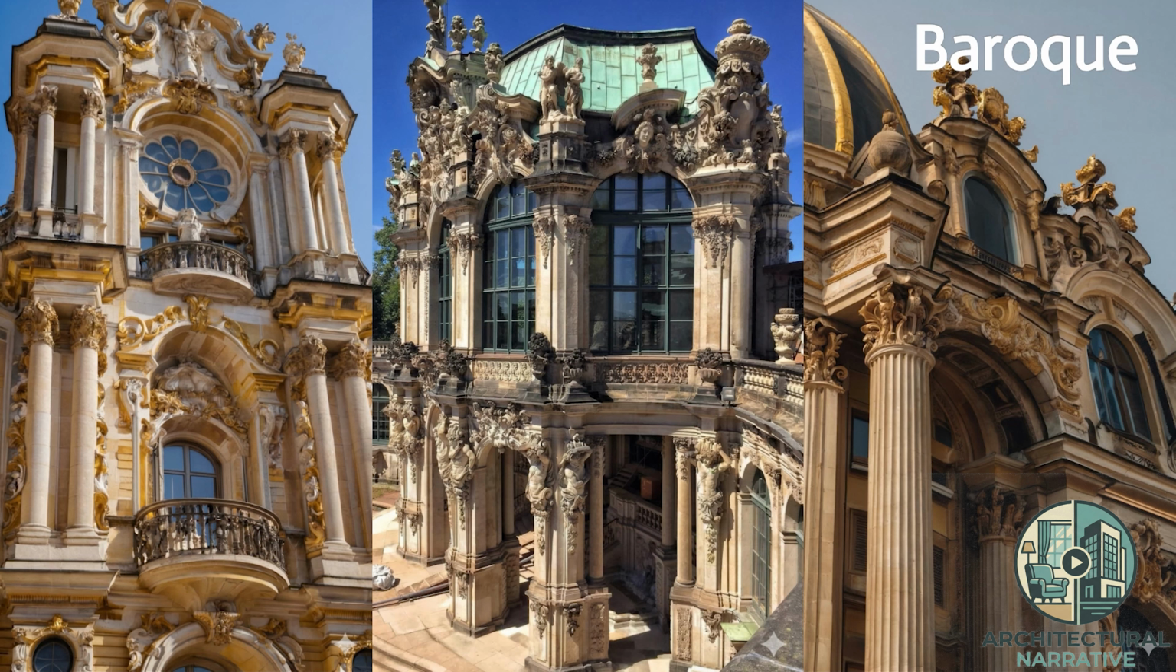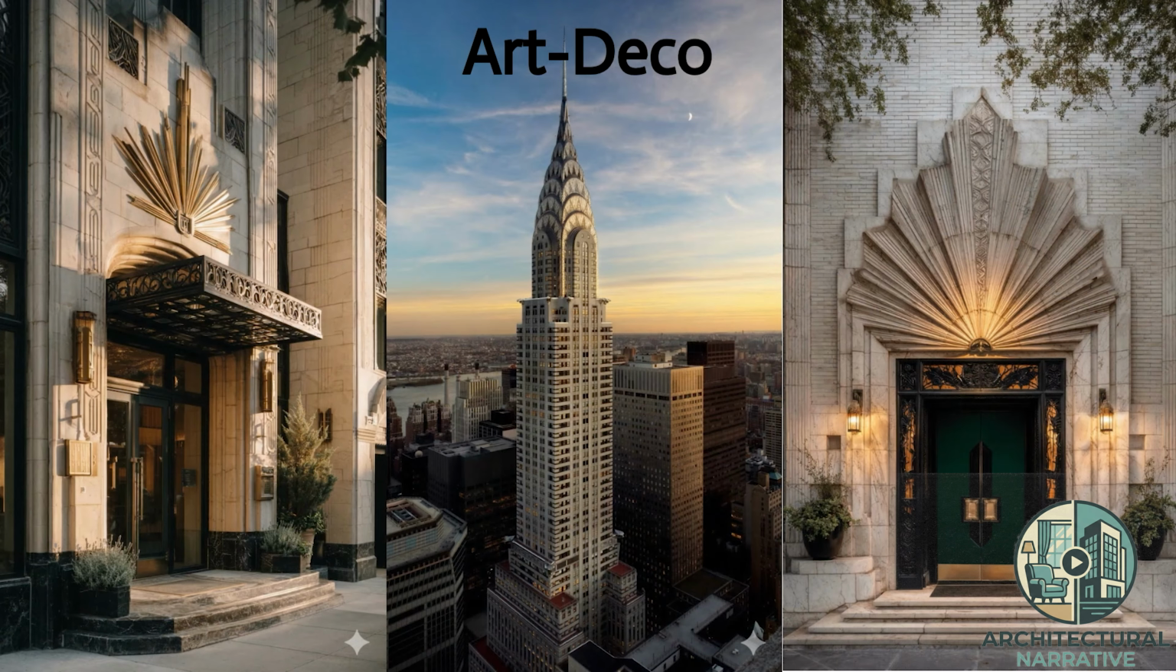Art Deco architecture. Art Deco became popular in the 1920s and 1930s. It represents the excitement of the modern industrial age. Key exterior elements: geometric shapes, vertical lines, decorative metal details, sunburst patterns, stepped building forms. Art Deco buildings often look sleek and futuristic. Famous examples include skyscrapers from the early 20th century.